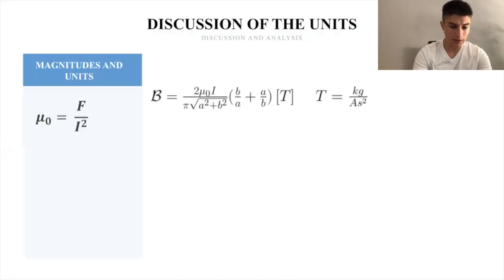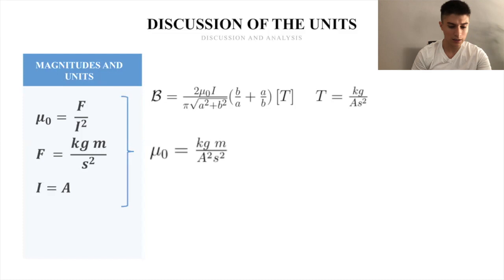Now we start looking at the result. We found the vacuum permeability, which is expressed in relation of force and intensity. The force in the International System is expressed in newtons, but here we have put the equivalence with kilogram meters divided into seconds to the square. Intensity is measured in amperes, so if we put all these equivalents in the vacuum permeability, it gives us this expression. Finally, the length of the sides A and B are measured in meters.